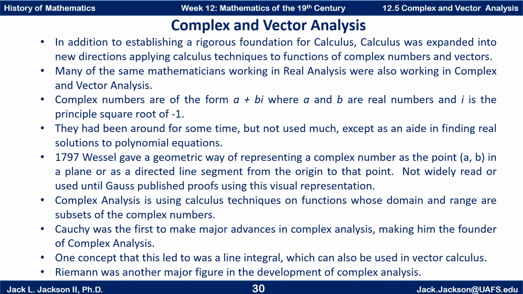Many of the same mathematicians working in real analysis were also working in complex and vector analysis, most particularly Cauchy. Complex numbers are numbers of the form a plus bi, where a and b are real numbers and i is the principal square root of -1. Now, they'd been around for some time, but not used much except as an aid in finding real solutions to polynomial equations. They were not really given equal standing with real numbers, but they were recognized as an important tool to be able to use.